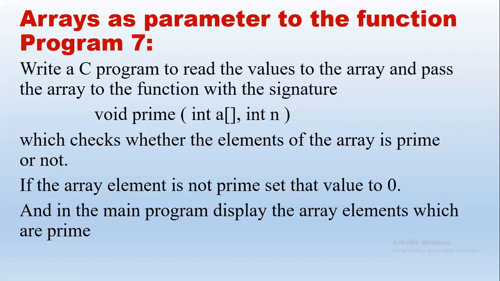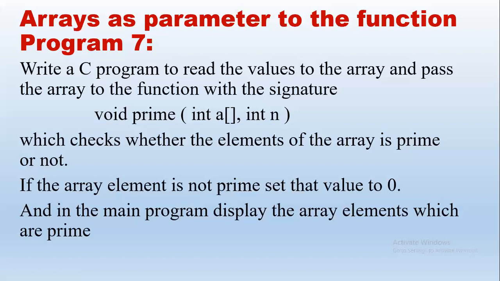Once we find that, if we see the array, each array element, a of 0, a of 1, a of 2, a of 3, a of 4, for example, if n is 5, we have 5 elements. We will check one by one. If a of 0 is prime, its value remains. Say it is 3, it remains. If a of 1 is 4, that means it is not prime, so a of 1 has to be changed to 0. Then we check a of 2, similarly a of 3, a of 4. If the value of the array element is not prime, change it to 0. If it is prime, the value remains as it is.